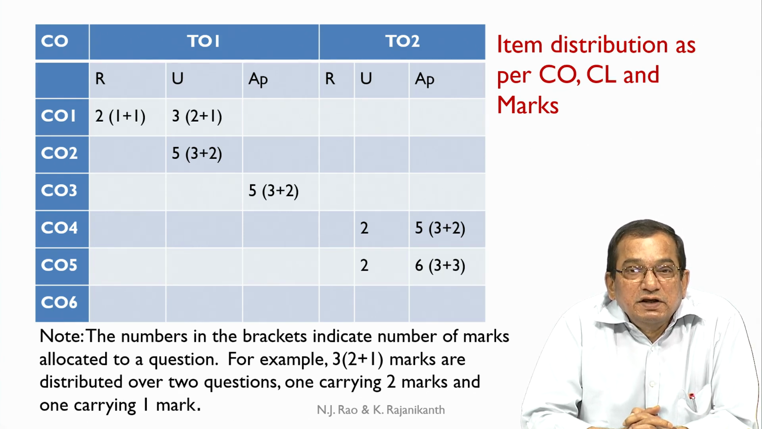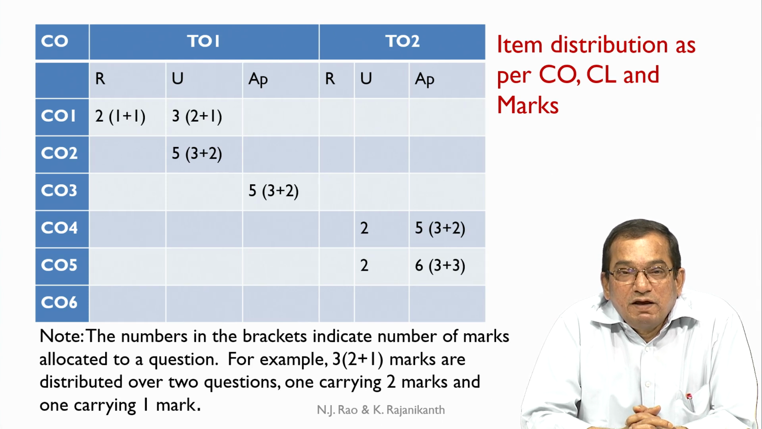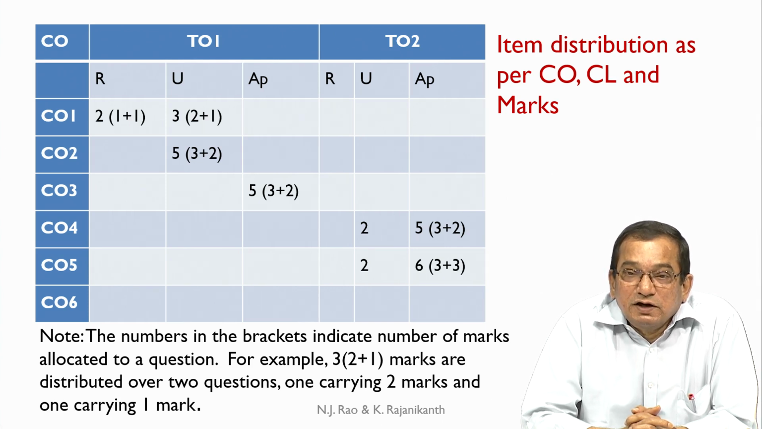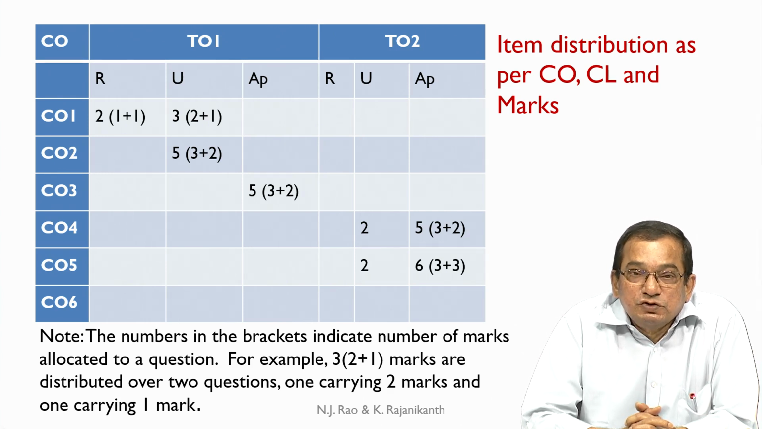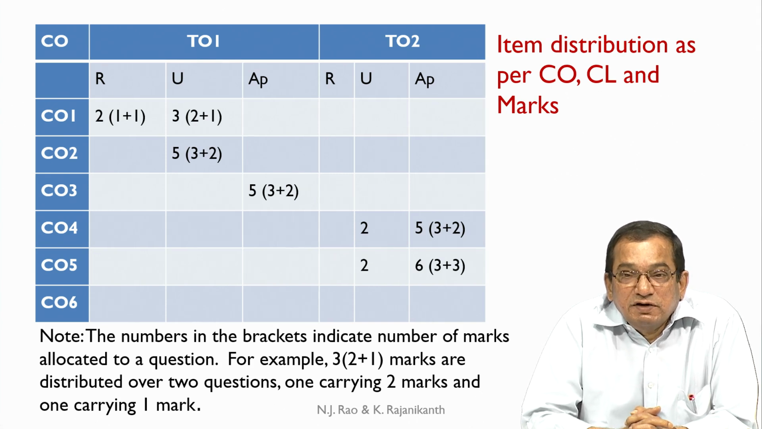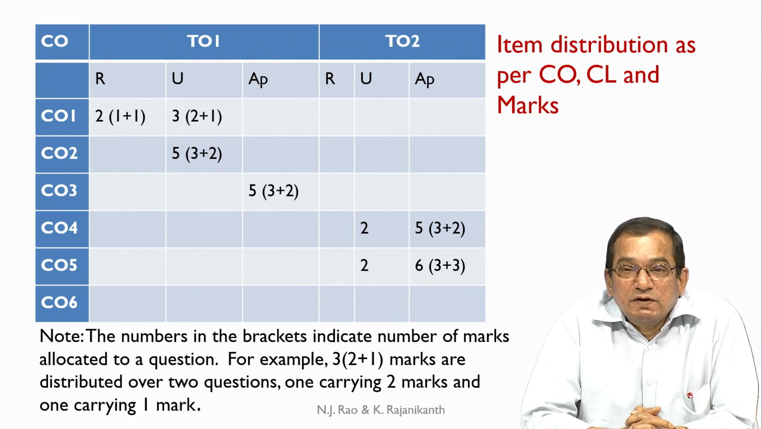Similarly, the CO1 understand level 3 marks, they are composed of 2 questions. One question has 2 marks and another question has 1 mark. This is required in order to pick up correct items from the item bank. So, if we are composing a question for CO1 at the understand level, we need to pick up one item worth 2 marks and another item worth 1 mark. So, this is the decision that we need to make.